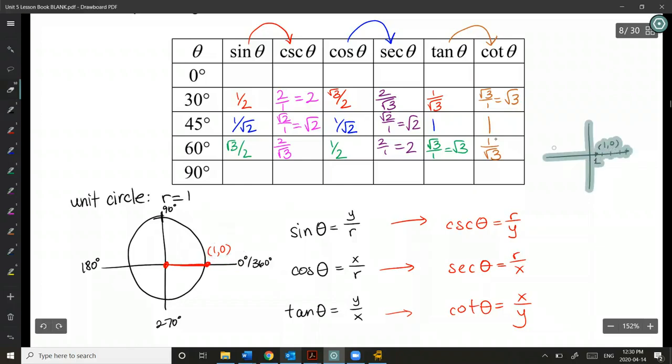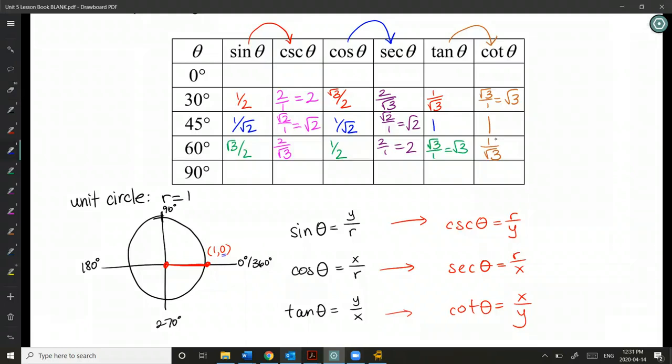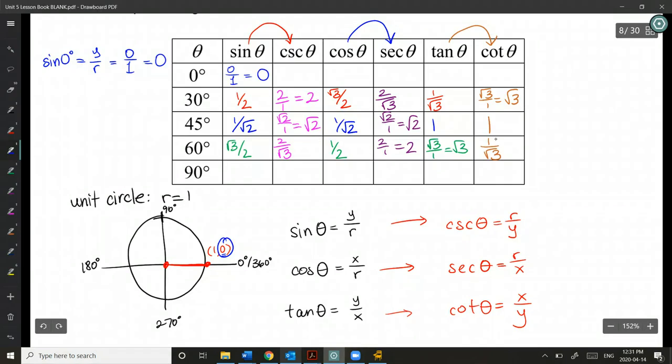Okay, I also know that sine is equal to y over r. So if radius is equal to 1, and y at this point is equal to 0, I should be able to set up the sine of 0. So let's just do that over here. Sine of 0 degrees is equal to y over r. Y in this location is 0, and the radius of the circle is 1. So any radius that I plug in here is always going to be equal to 1. And I know 0 over 1 is actually just equal to 0. So the sine of 0 is 0.